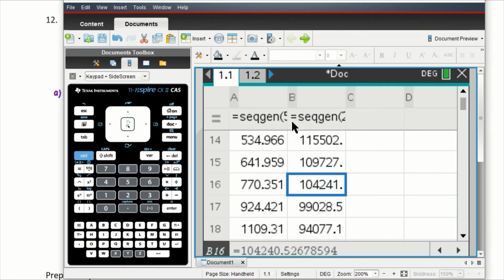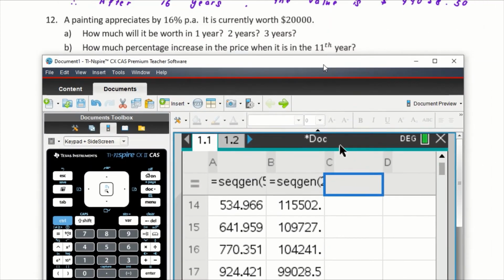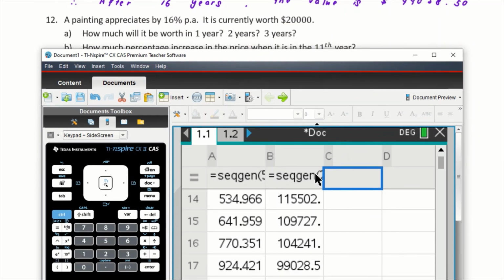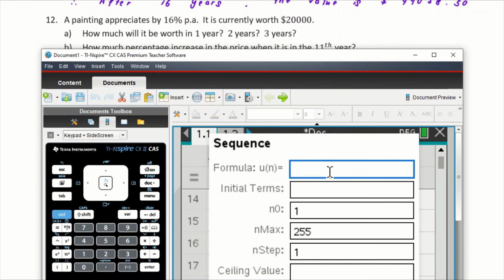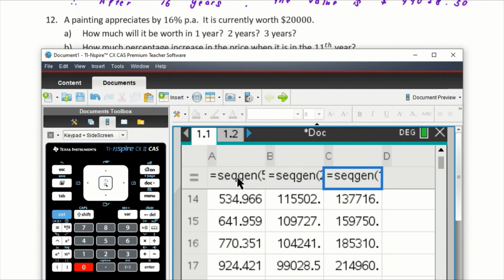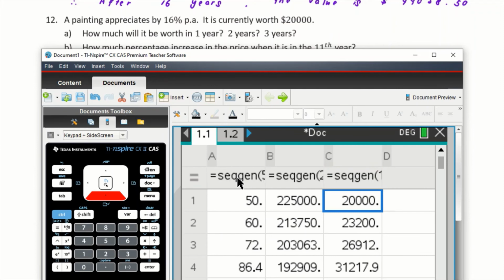So I'm just going to show here. In this case, since you haven't written your arithmetic rule yet, if you want to use the recursive rule, feel free to do that. So how do you get that? It's 1.16 multiplied by the previous term, Un minus 1. The initial term is 20,000. Then you just tap, and you can get all your values here.